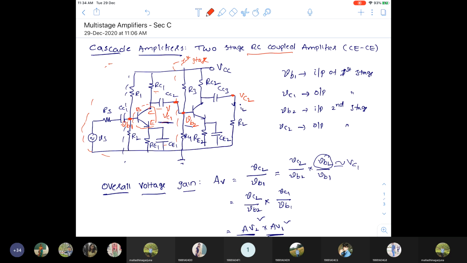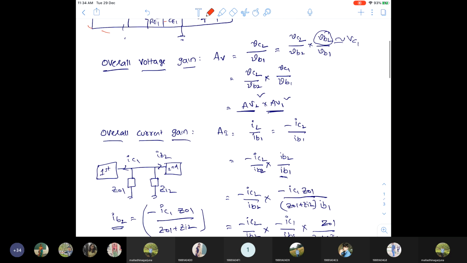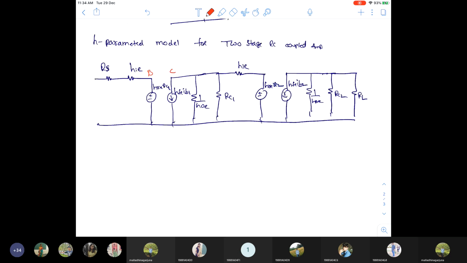So let us look here. This is the base terminal, collector terminal, emitter terminal. At the emitter there is no resistance, and at the base there will be two resistors, R1 and R2. But if you take the parallel combination of R1 parallel to R2 parallel to HIE, that is approximately equal to HIE only. Why? Because the R1 and R2 values will be high, so you can neglect R1 and R2. For that reason, I'm not taking R1 and R2 here.